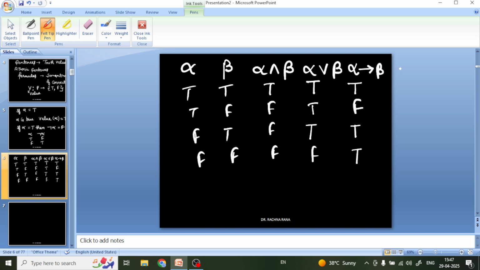And in case of exclusive or, that is represented by this symbol. In this case, if both are true, then false; both are false, then false. Otherwise, true. This is called exclusive or, and this is called inclusive or.